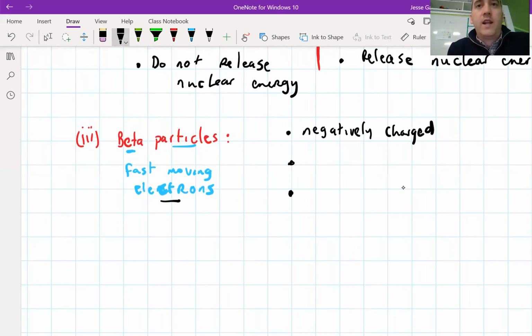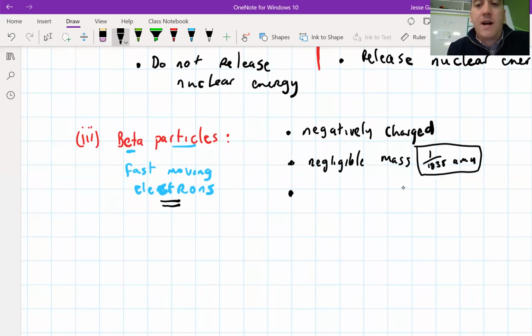Okay, what else? What about the mass? Well, we've already learned about electrons for sure. What type of mass do they have? What size is it? Or is there a word that describes its mass? Pause the video and write down about the mass of a beta particle. Do that now. Okay, so beta particles, because they're the same as electrons, have what we call a negligible mass. Or it's actually 1/1838 AMU, if you were to give it a number. Okay, but negligible mass is fine.